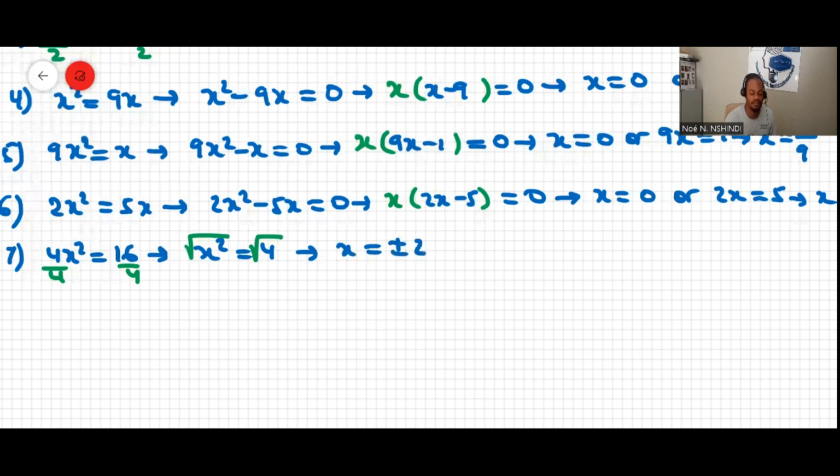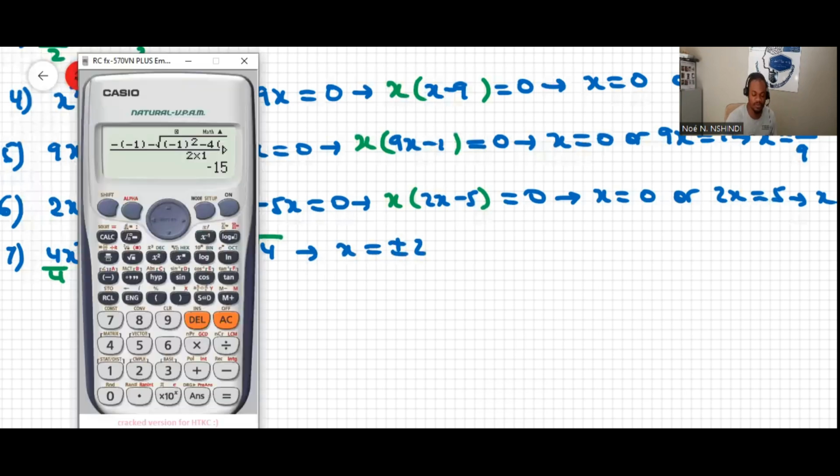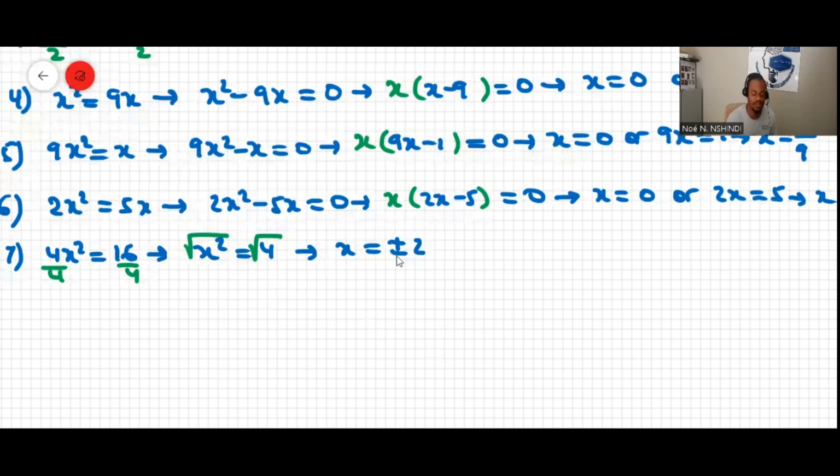Okay. First of all, why does it make plus minus 2? Look, if I want to show the calculator, what is 2 to the power of 2? This is 4. So what about negative 2 in the bracket? Still 4. So in this case here, it will generate the positive and the negative answer.